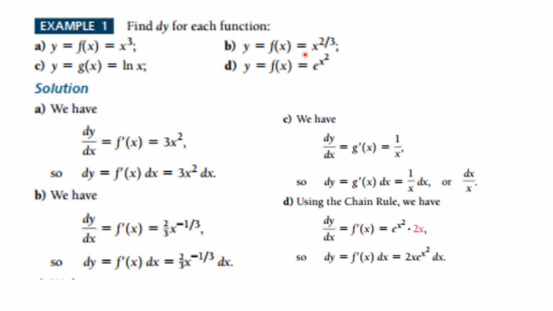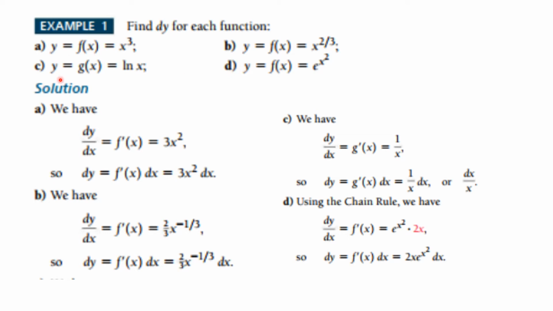In b, we have y is equal to x to the 2/3. So again, dy dx is going to be 2/3 x to the minus 1/3. Note that even though we're integrating, we're having to do derivatives as well. We're doing both things in the same problem. So we have dy is 2/3 x to the minus 1/3. But that means that dy is f prime of x, what we had up here, times dx. So that's going to be 2/3 x to the minus 1/3 dx.